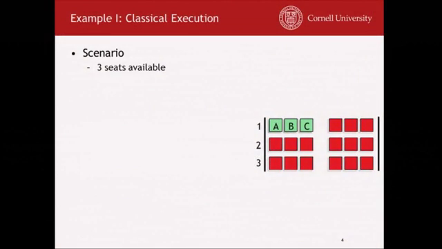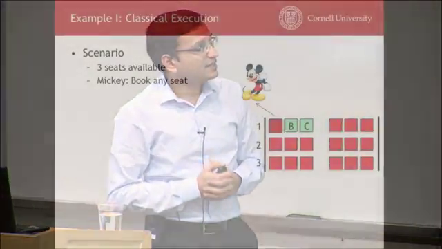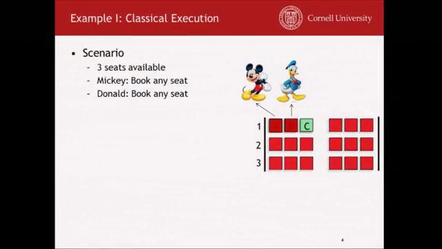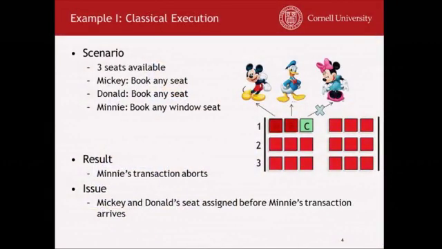Before I talk about how and why lazy execution is good, let me show you how we can execute this transaction in a classical model and why that leads to suboptimal results. Consider the following scenario in which you have a flight with 3 seats available. The available seats are in green. The already reserved seats are in red. So 1A, 1B, and 1C are available. Let's say Mickey issues the transaction, the program which I just showed you, to book any seat. And he gets seat 1A. After that, let's assume that Donald issues a similar transaction, and he gets seat 1B. Finally, Minnie issues a transaction. However, Minnie has an additional constraint that she only wants a window seat. Now, the only window seat which was available, namely 1A, has already been allotted to Mickey. And therefore, Minnie's transaction had to abort.